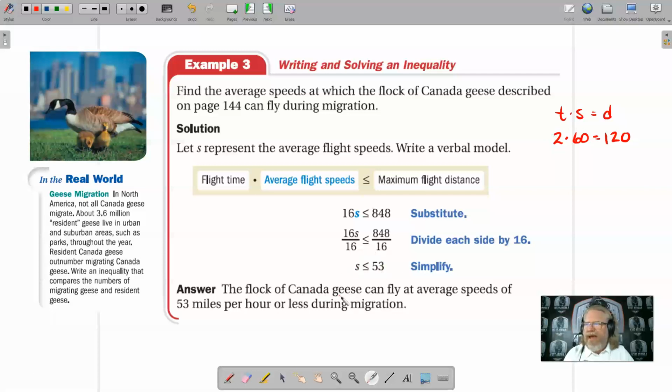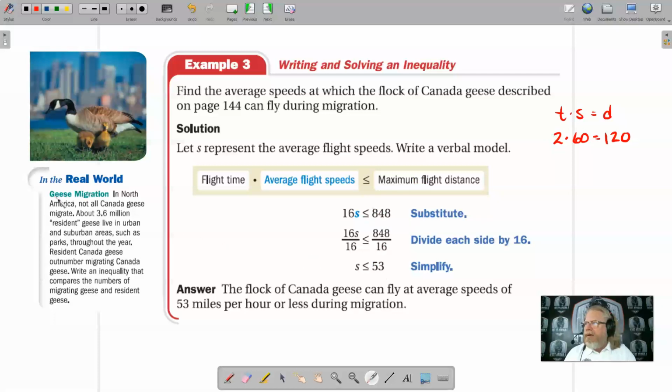So the flock of Canada geese can fly at average speeds of 53 miles per hour or less during migration. That means that they can't fly over that. If you think about it, if they flew faster than that, if their average speed were faster, then that would make the flight distance even longer. And we know that they said that they could only fly up to 848 miles. So we know that the average speed has to be less than or equal to 53.